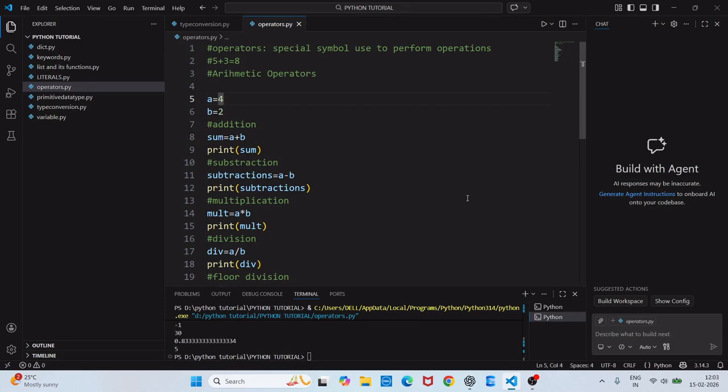Remember, in the last class we finished type conversion, that means converting one data type to another. So today we are going to look at operators. First of all, what are operators?